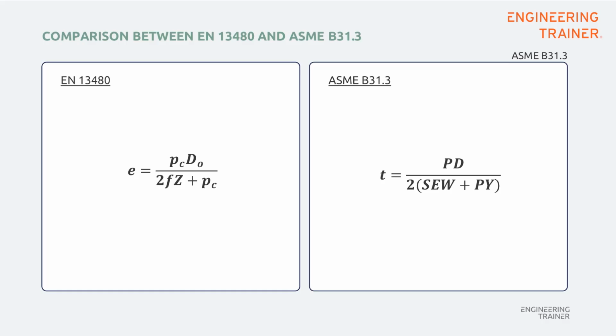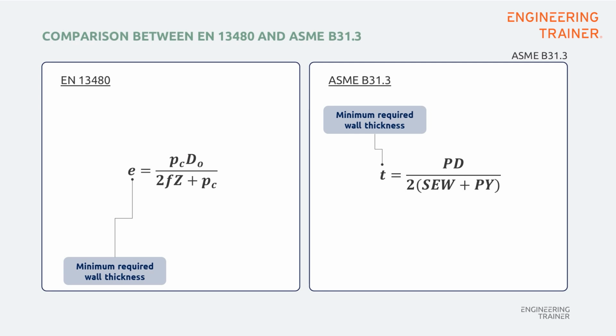We can now compare the required wall thickness for the B31.3 to the required wall thickness when using the EN 13480 code. We can see that the B31.3 follows the same logic as the EN 13480. Let us again zoom in on the various contributions to the thickness. In the B31.3 code, the thickness is represented by the T instead of the E.